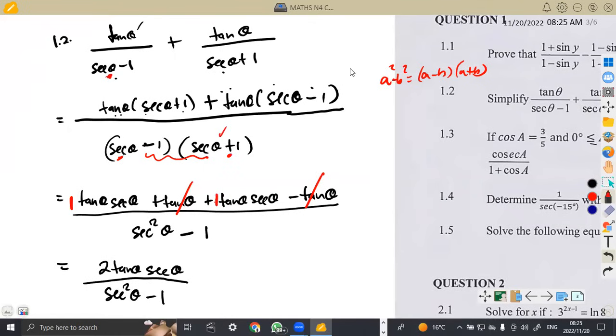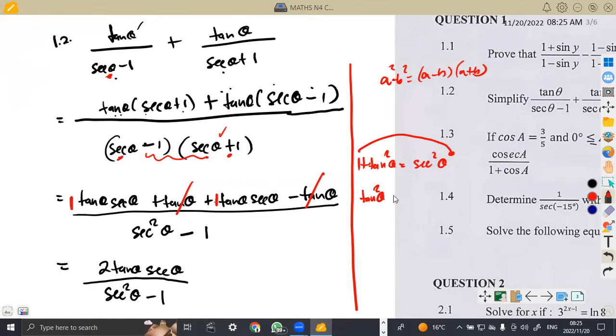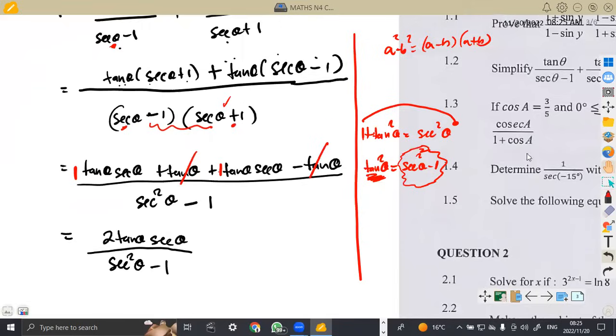Let's get back to our identities. We understand that 1 plus tan squared theta gives us sec squared theta. So here we've got sec squared theta minus 1. It means we just transpose this to the other side. So we remain with tan squared theta is equal to sec squared theta minus 1. So whenever we are seeing this sec squared theta minus 1, we are actually referring to tan squared theta.